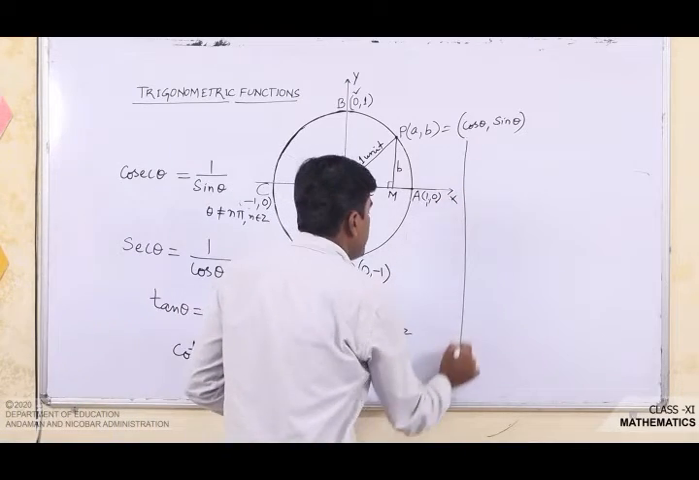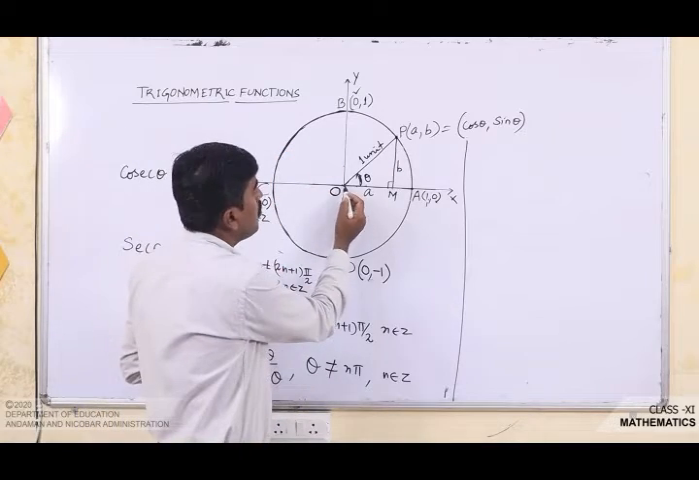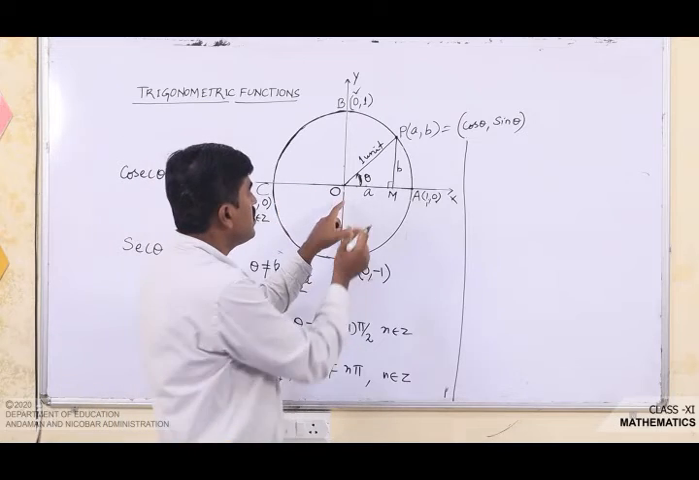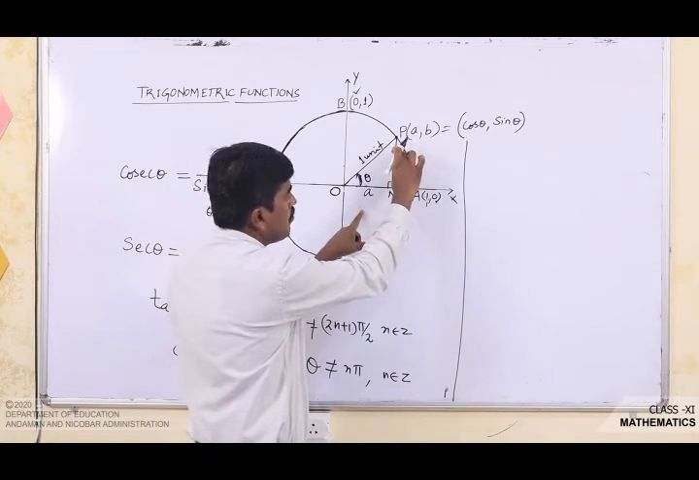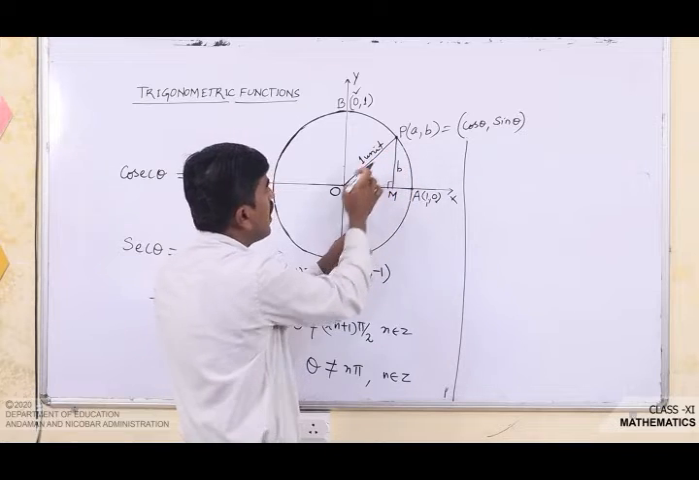Now just look at this circle. Here this triangle OMP is a right angled triangle. So this length is A, this is B, and this is the base, this is the perpendicular, and this is the hypotenuse.